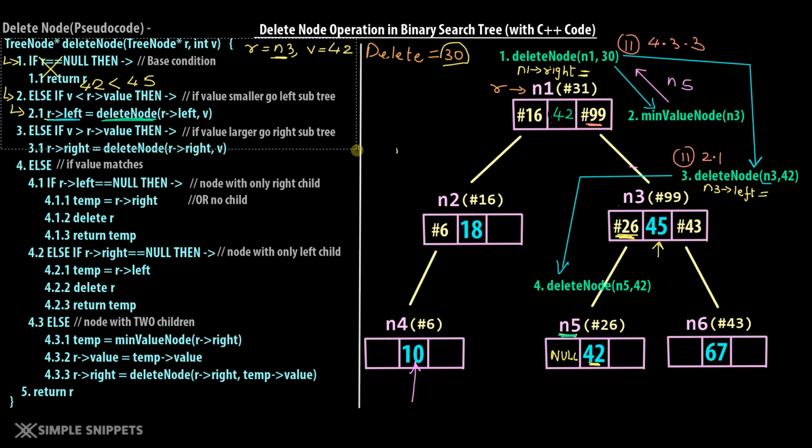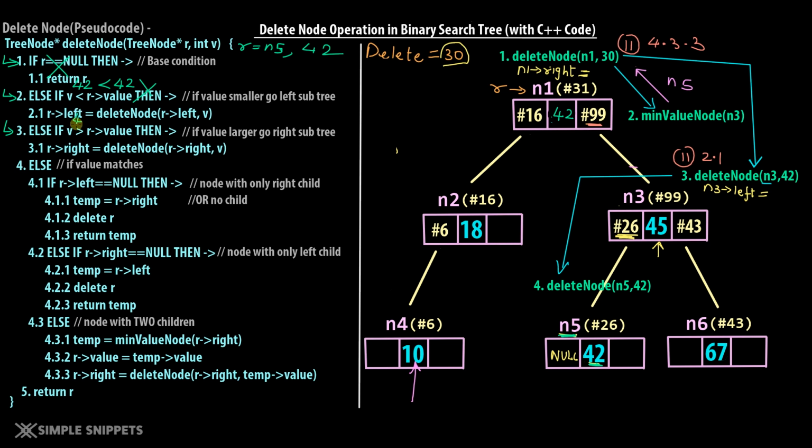Let's start with the execution of this fourth delete node function. So when we begin with the execution of this fourth delete node function, the R is equal to n5. The value to be deleted is 42. So step 1, check if R is equal to null. No, R is not null. Check if V value, which is 42, is it less than R of value? R is n5. n5's value is also 42. Is 42 less than 42? No.